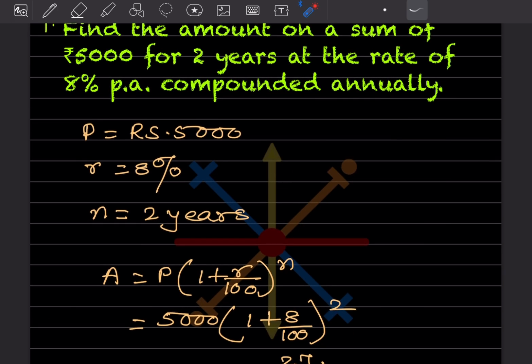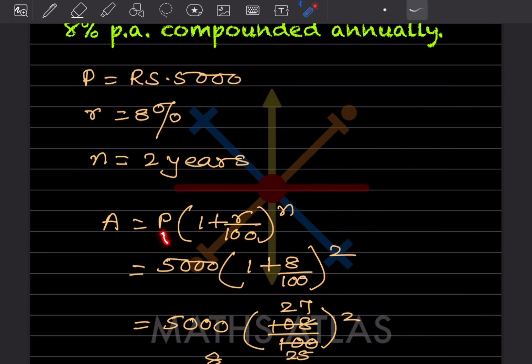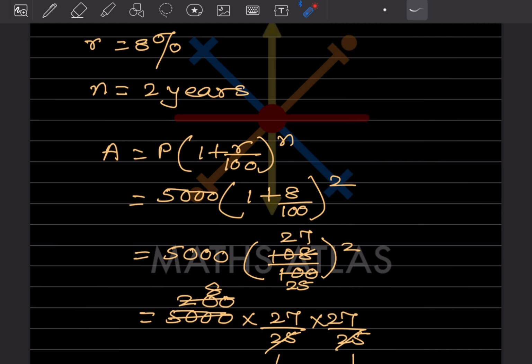So we'll start with this formula. A = P, where P is 5,000, (1 + 8/100)^2. We can do this in two ways. For this part, we can simplify: 4 twos are 4, 25s are. Or we can also write it with LCM 100, so this is multiplied by 100, which is going to be (100 + 8), that is 108 divided by 100, raised to 2, and later on we can simplify this part.